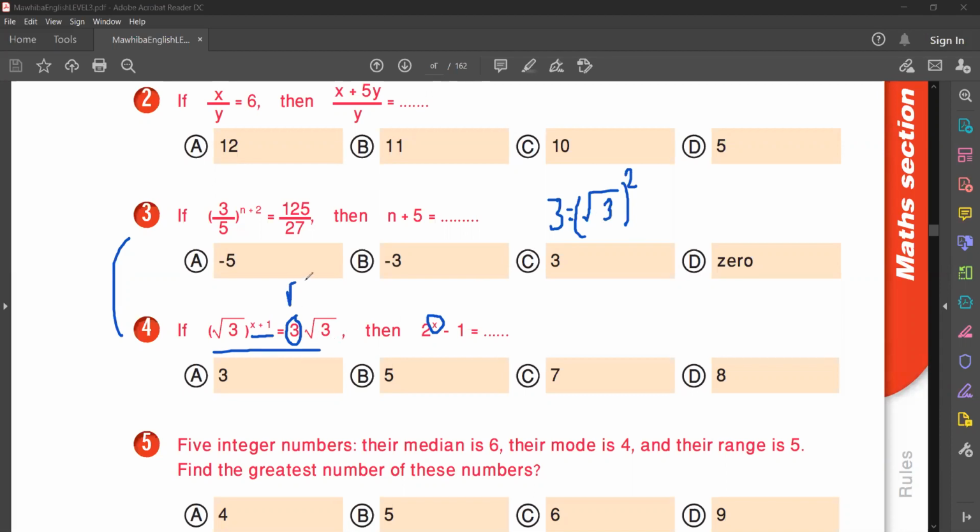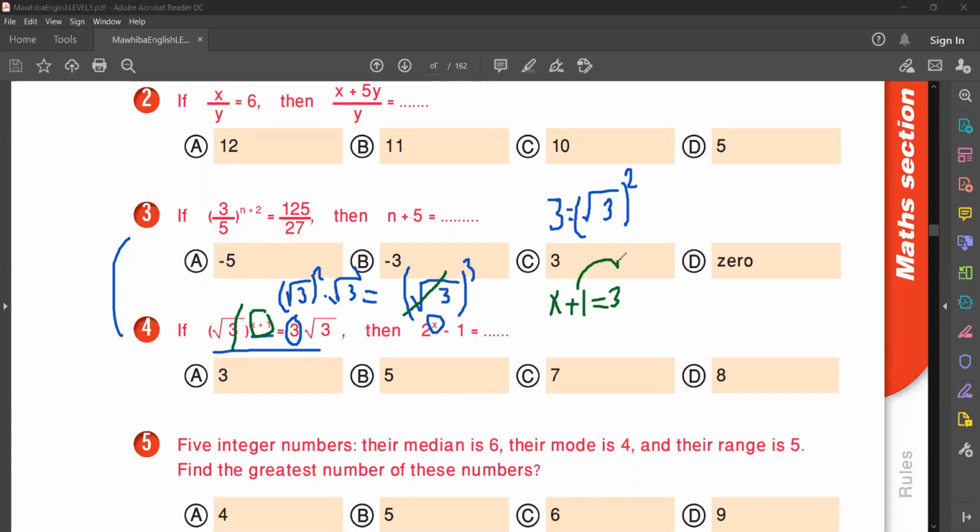Now I put it here: square root of 3 to the power 2 multiplied by square root of 3. Then we have exponent 1 here and exponent 2. You can add because it is the same base. So it is square root of 3 to the power 3. Look. Then we have the same base here. You can delete square root of 3 and square root of 3. It is now x plus 1 equals 3.